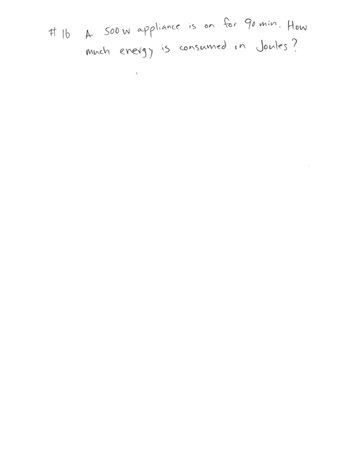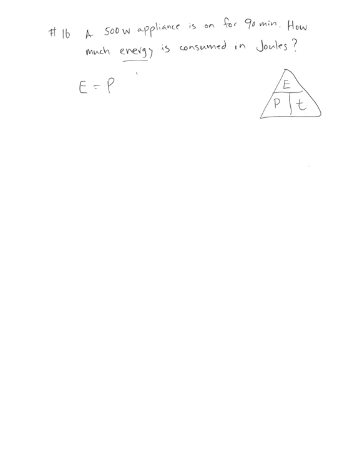So number 16 on the review sheet is asking: a 500 watt appliance is on for 90 minutes. How much energy is consumed in joules? So the first thing you have to do is think about what the question is asking for, and it's asking for energy. So we need the formula for energy, and you'll have the formulas on the test, and one of them is this one, E equals P times T. And so that's the formula we will use.